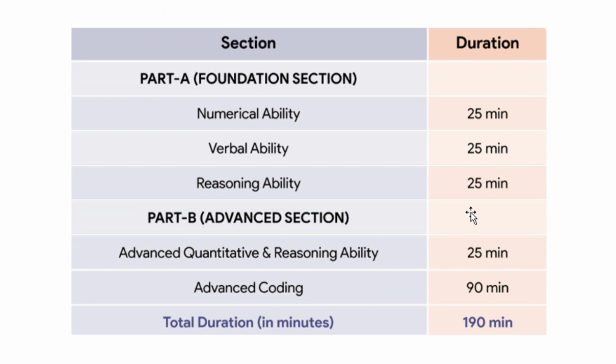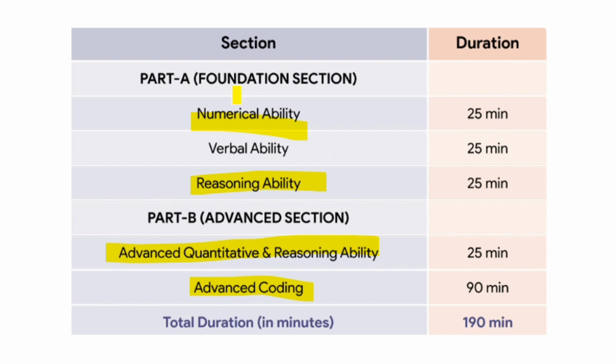This is the exam structure where you will have numerical ability questions, verbal ability questions, and reasoning ability questions, with a time duration of 25 minutes for each. And in the advanced section, you will have advanced quantitative and reasoning ability and advanced coding, each of 25 minutes and 90 minutes. In total, you will have 190 minutes duration.